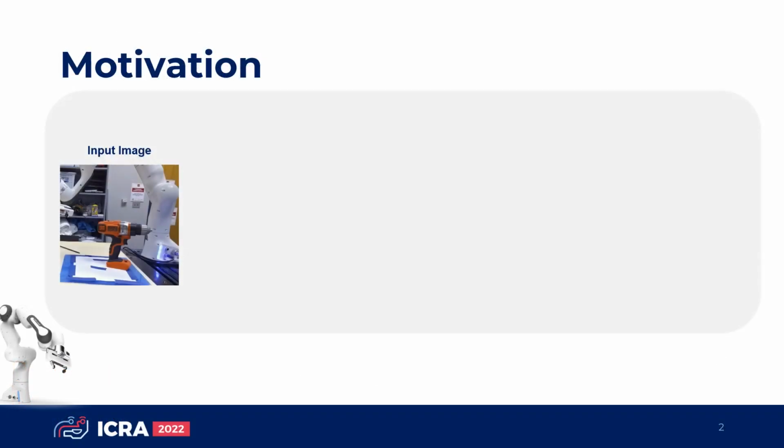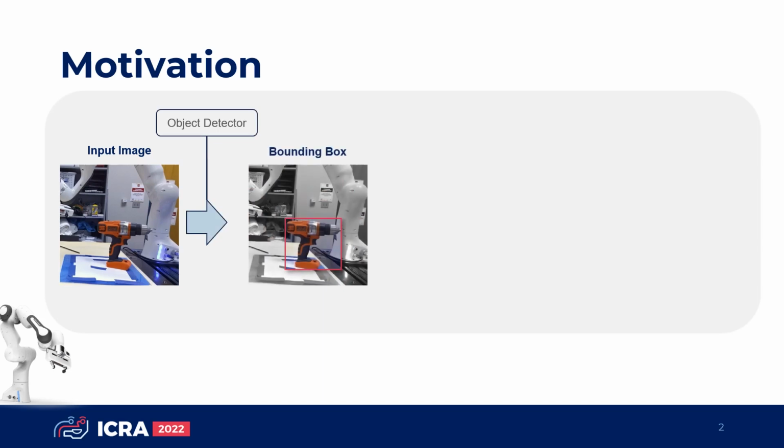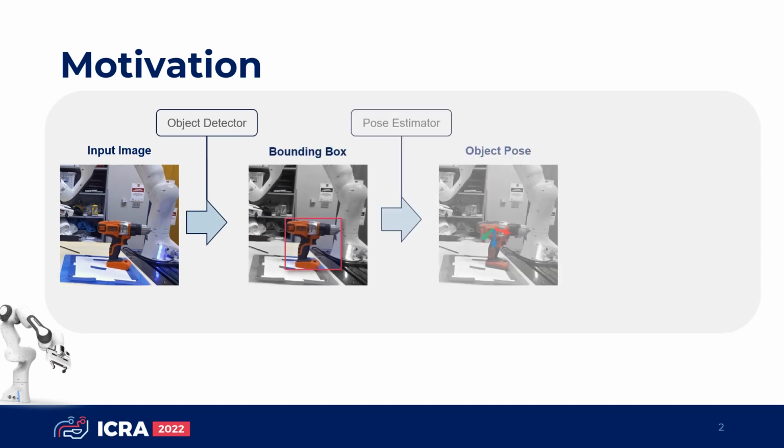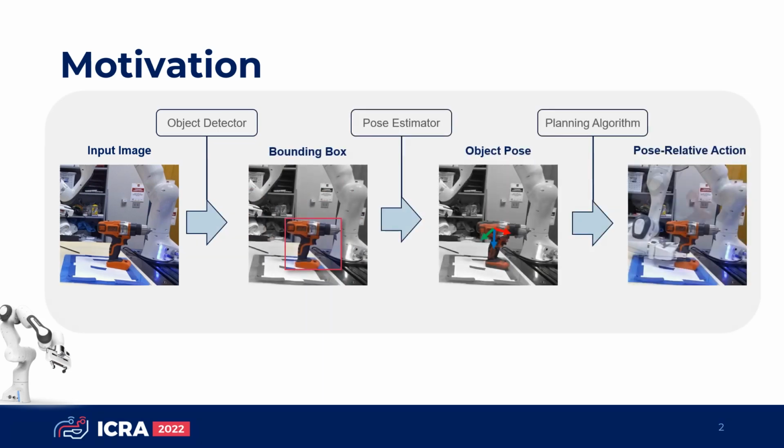Object detection and 6D pose estimation are integral components of robot manipulation. As shown in this diagram, robots must first detect the object, estimate its pose, and then apply actions on it.